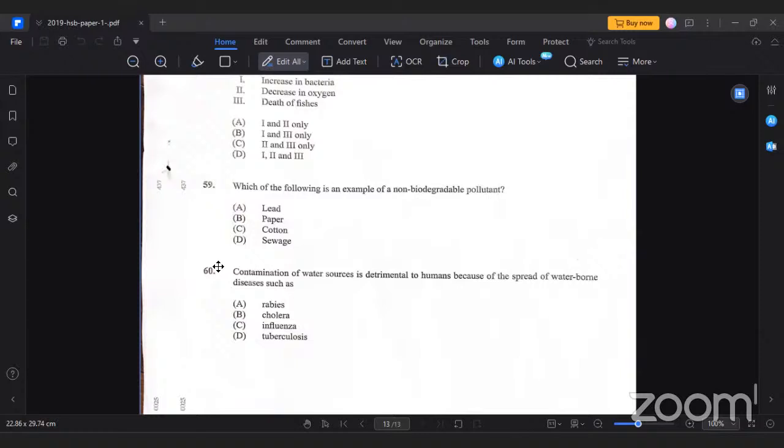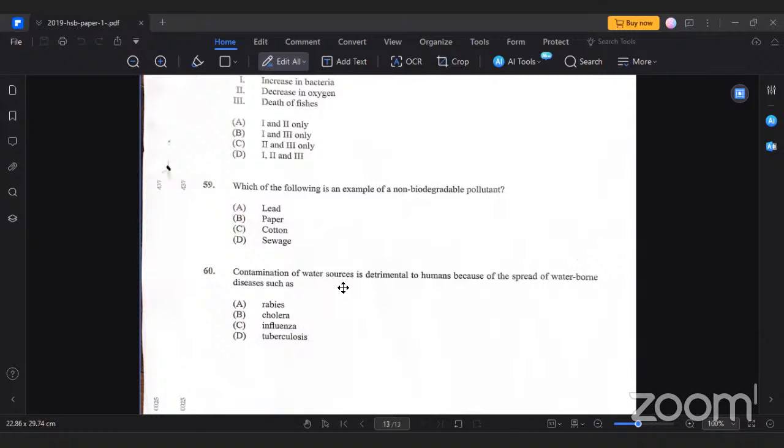Contaminants of water sources is detrimental to humans because of the spread of waterborne diseases such as A, rabies, B, cholera, C, influenza, or D, tuberculosis. I think MXL is answering for 59 right now. We'll move on to 60.